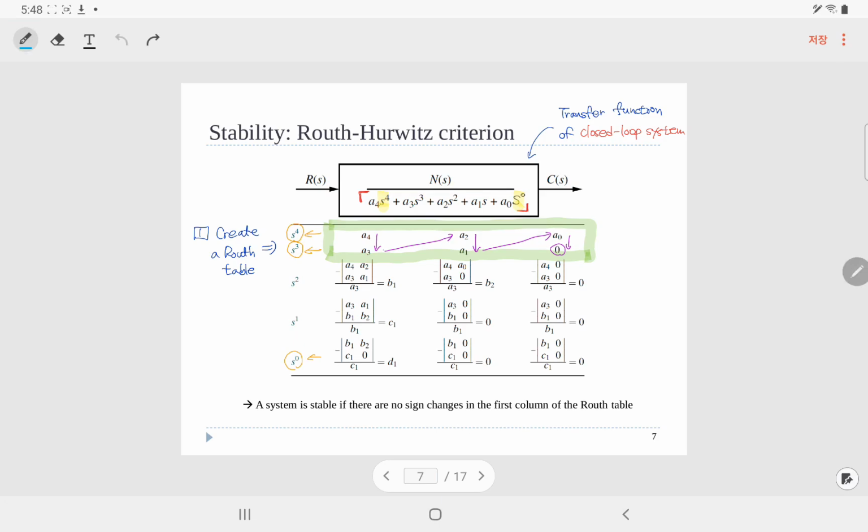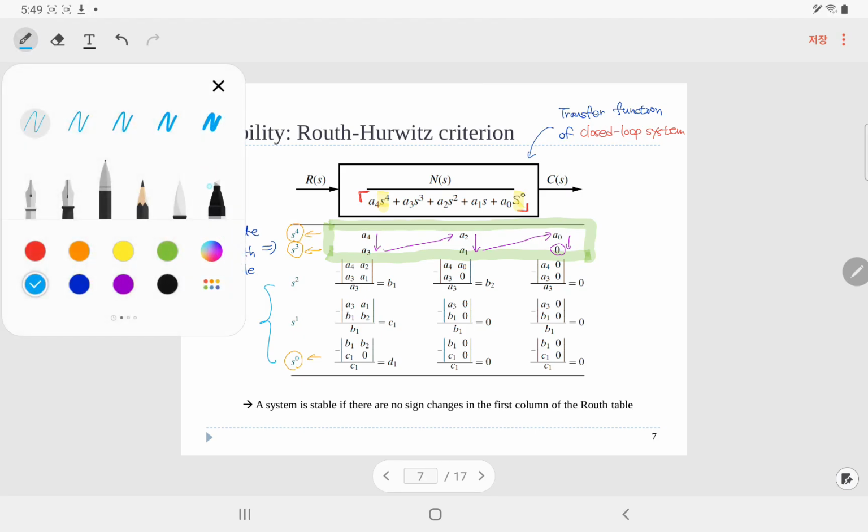Then the rest is three rows, this part. Let's consider this part. In these rows, each entry can be calculated like this. And in fact there is a certain pattern, which I will explain. For example, consider the third row, this one.